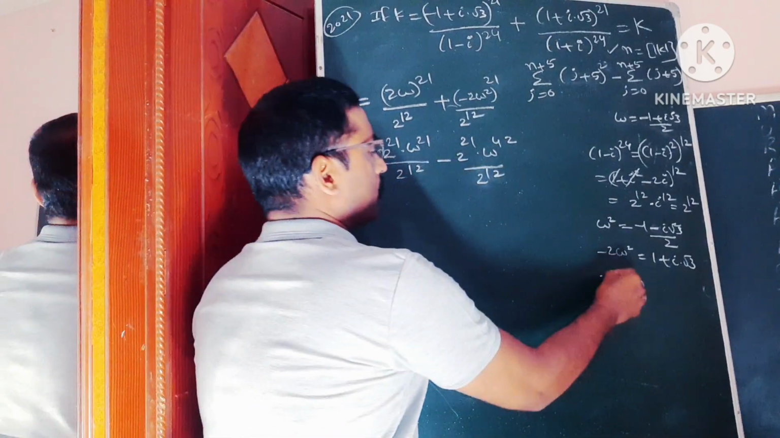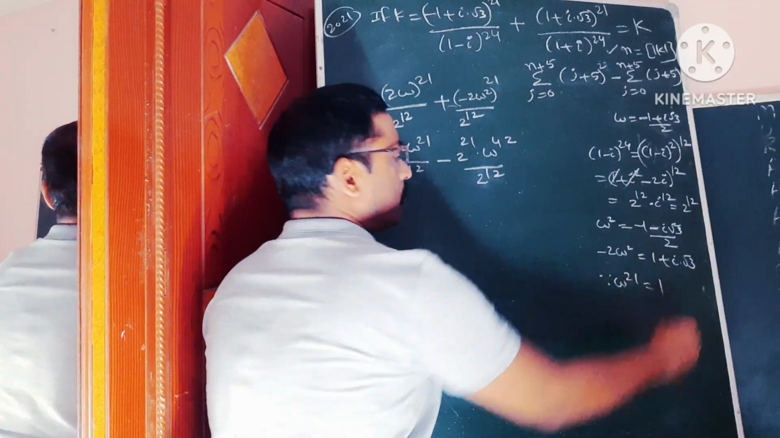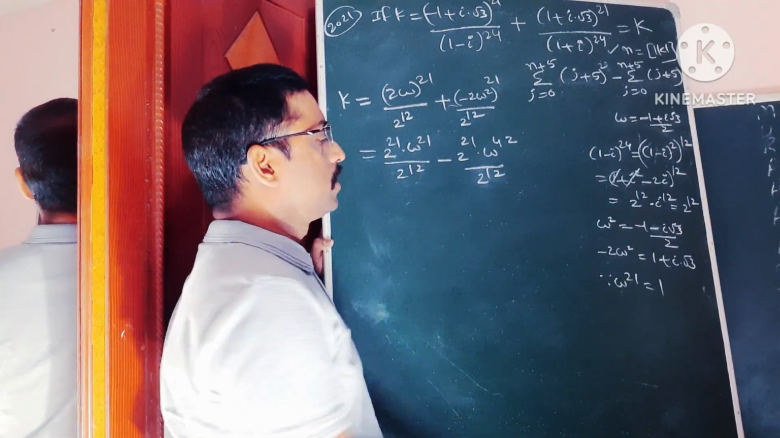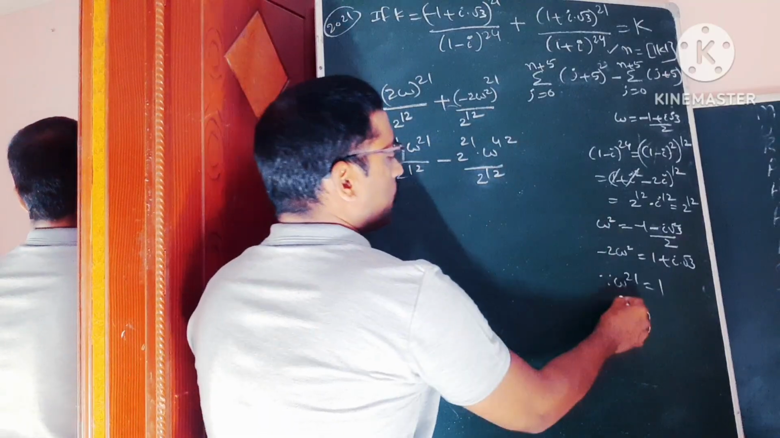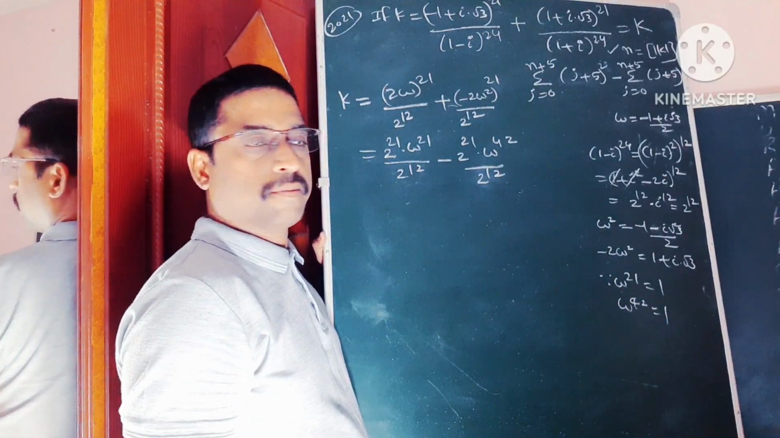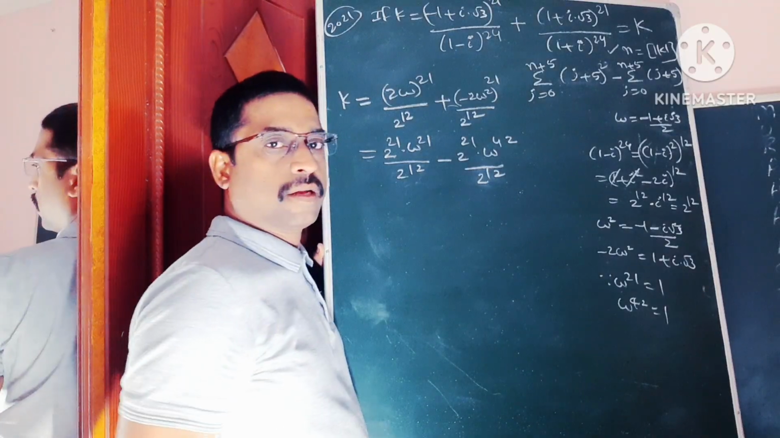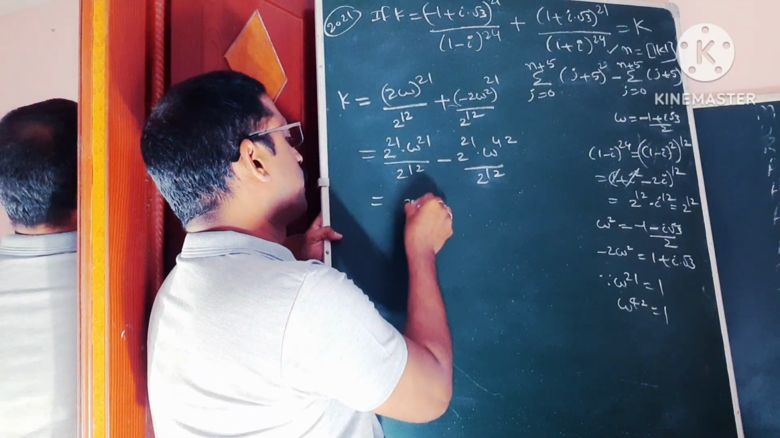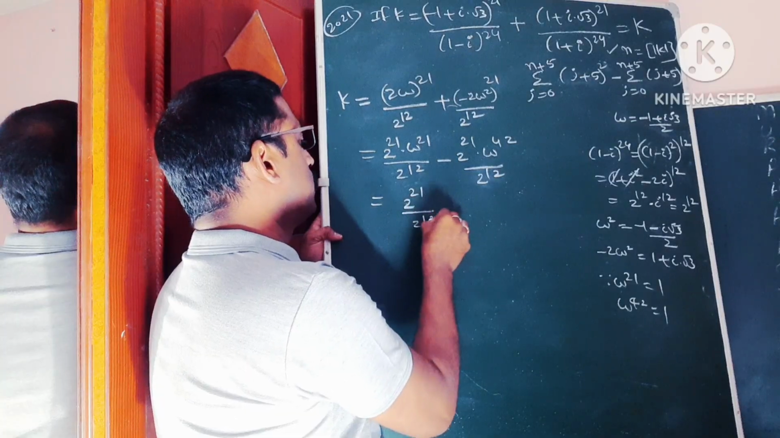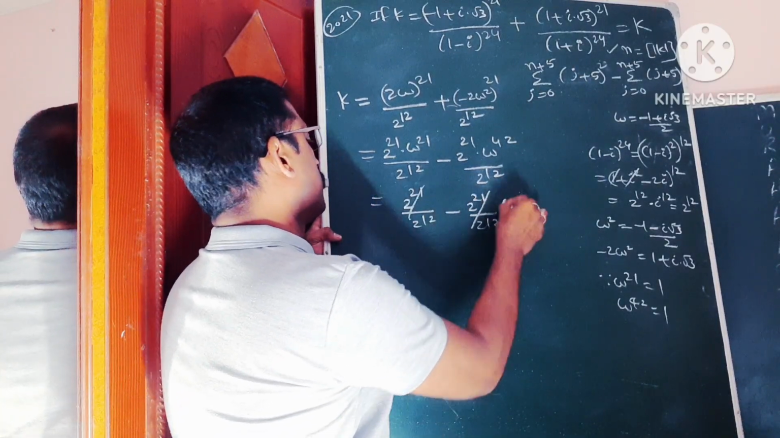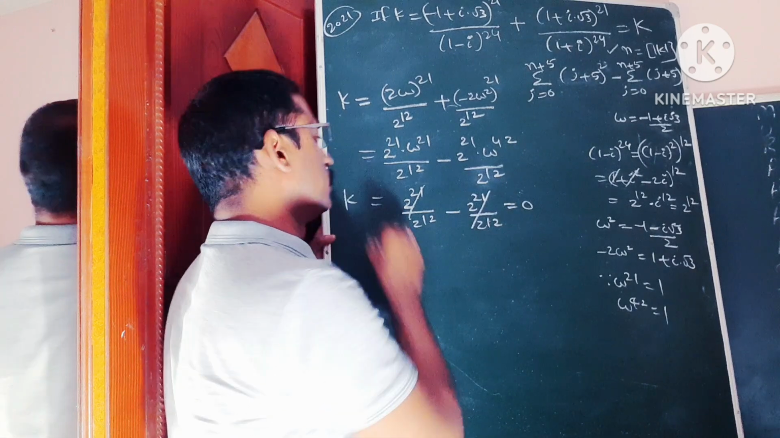Omega power 21 value is how much here? 1. Why? Because 21 is a multiple of 3. Omega power 42 is also 1, since 42 is also a multiple of 3. So what we get here? 2 power 21 by 2 power 12 minus 2 power 21 by 2 power 12. So plus and minus get cancelled, and this value is 0. K value is 0.